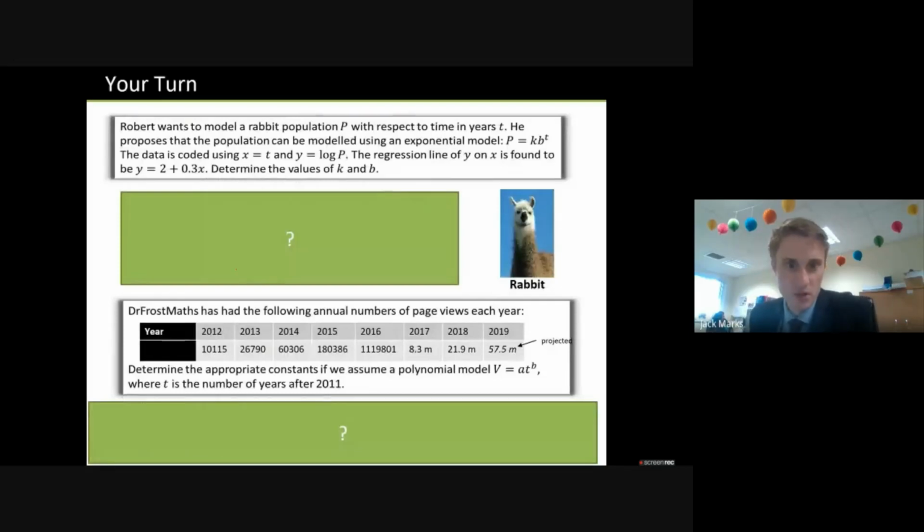Okay, so have a go at your turn here. Just start reading it carefully. It's quite similar to the one before. And I'll put in V here just to add a little bit more to the diagram. So pause the video and have a go.